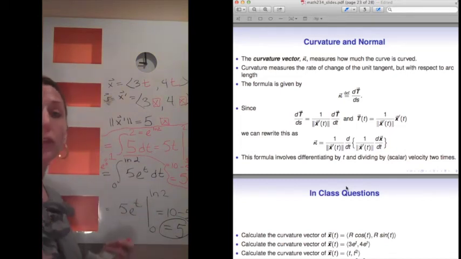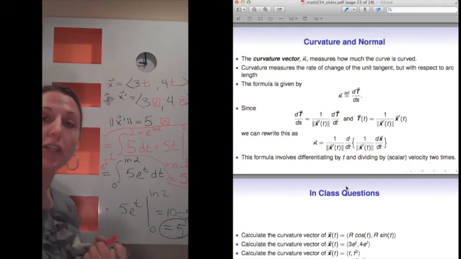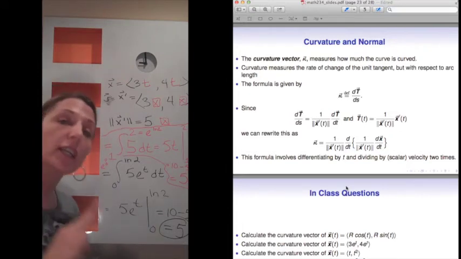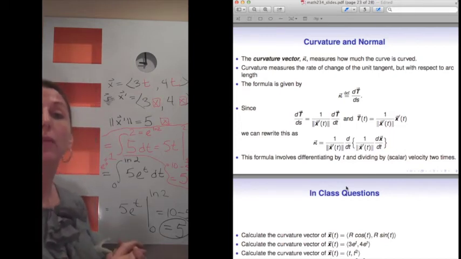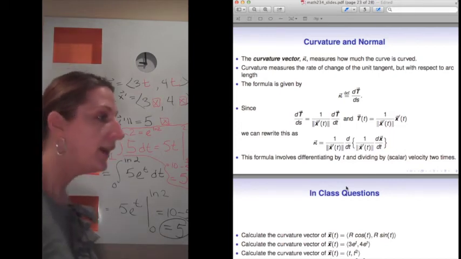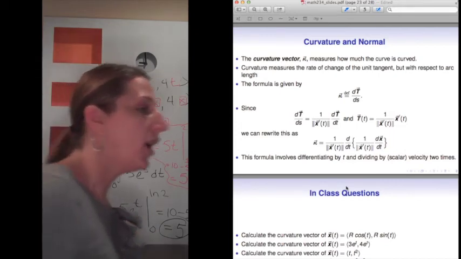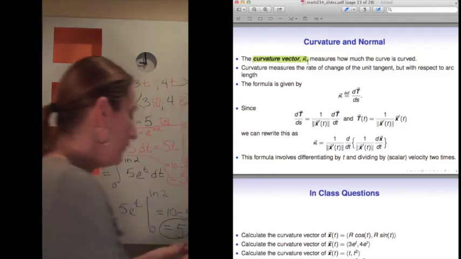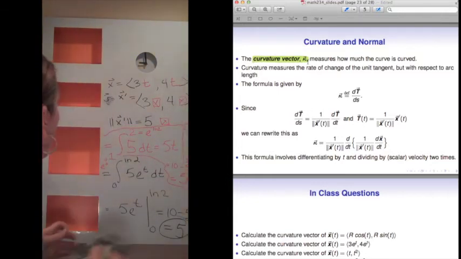Okay, now we're going to do that operation twice. We're going to differentiate with respect to t, divide by velocity, and then we're going to differentiate again and divide by velocity again. All right, and that's going to give us something called curvature. So curvature as a vector is defined, let me get this all erased for you.